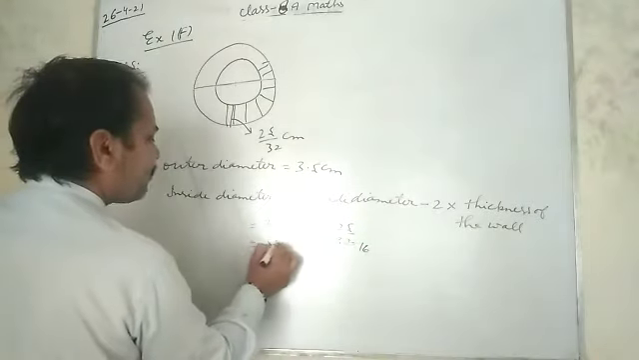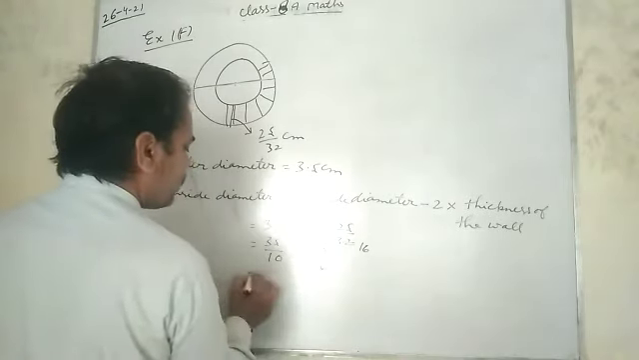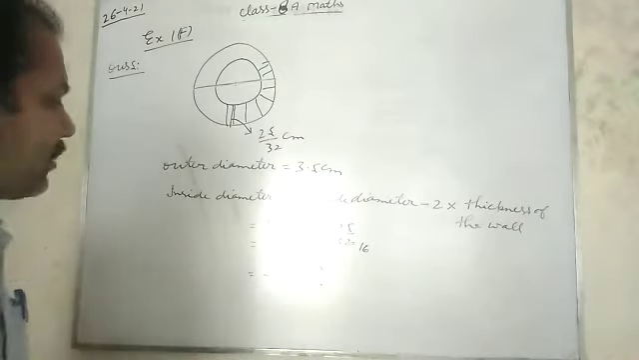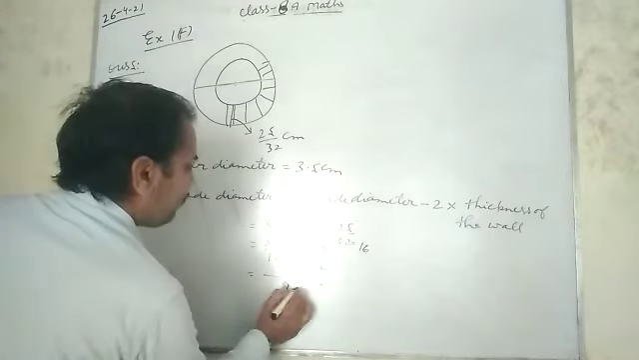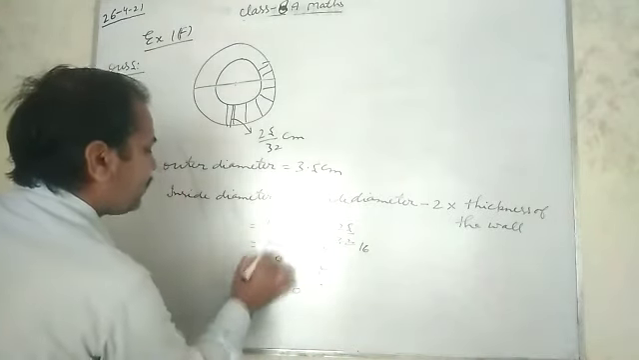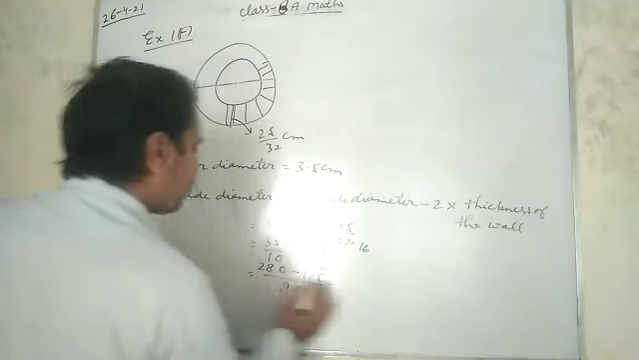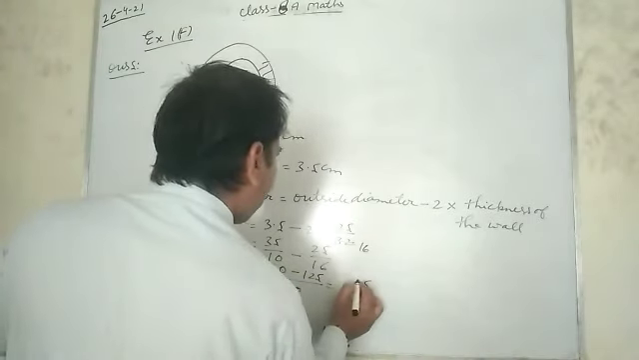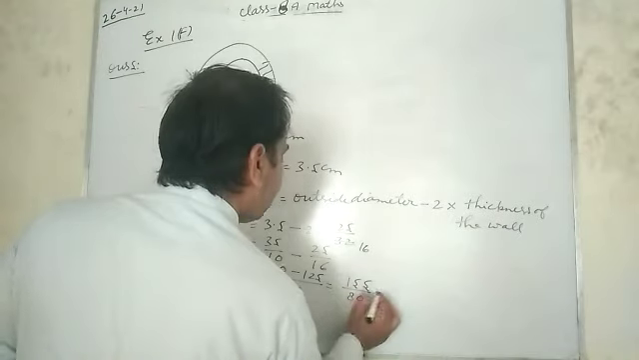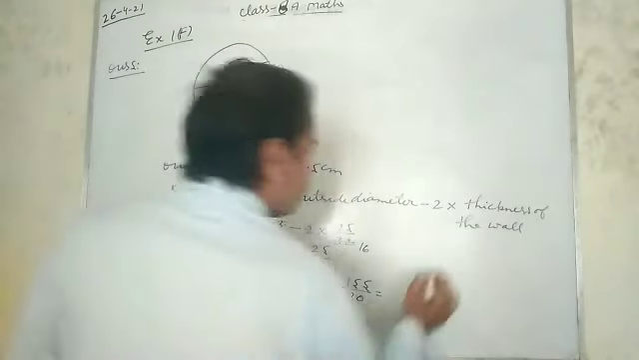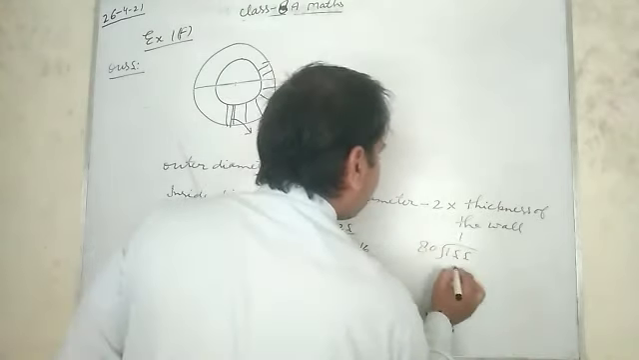So 3.5 we can write as 35 by 10 minus 25 by 16. Then take LCM of 10 and 16. So LCM will be 80. 10 eights are 80, so multiply by 8. 16 fives are 80, so 120. Subtract it. So 155 by 80. Then divide it, 155 divided by 80.